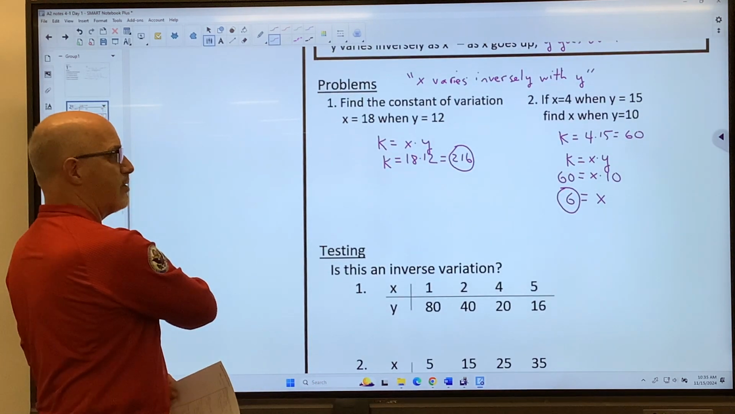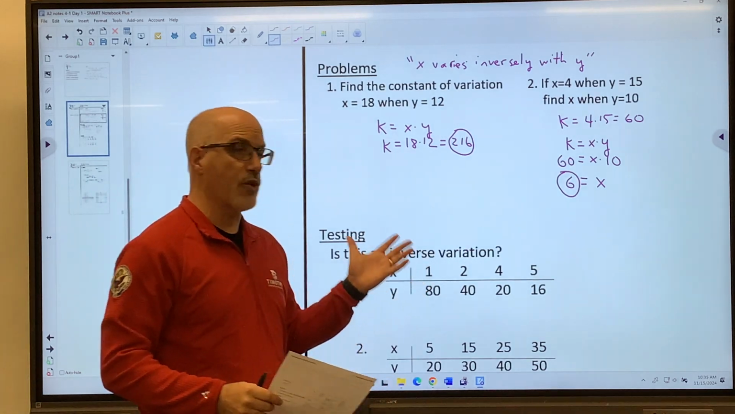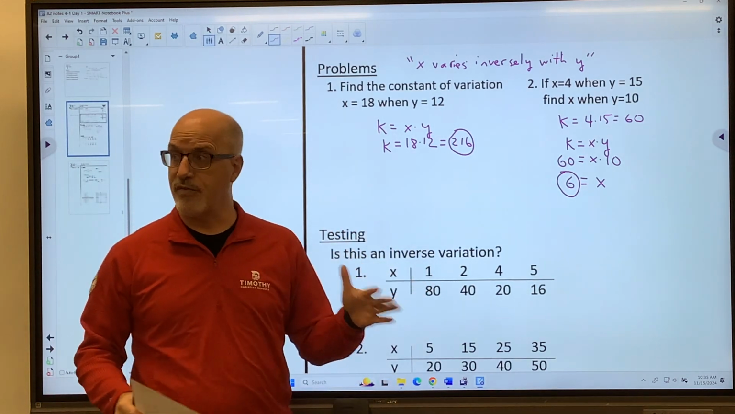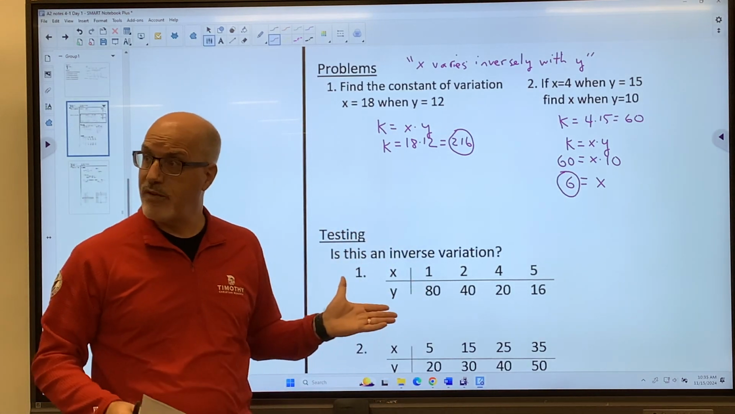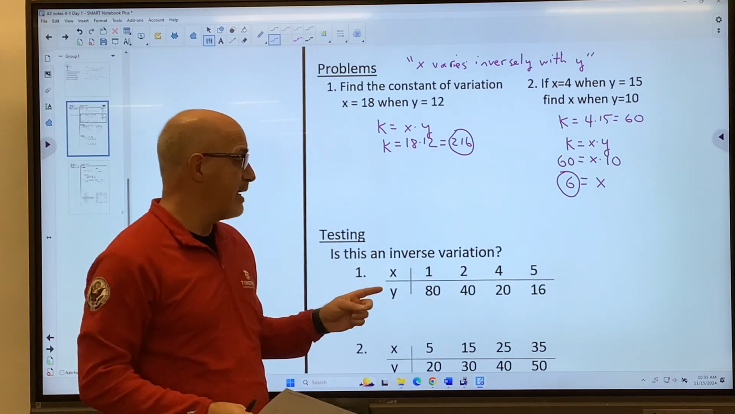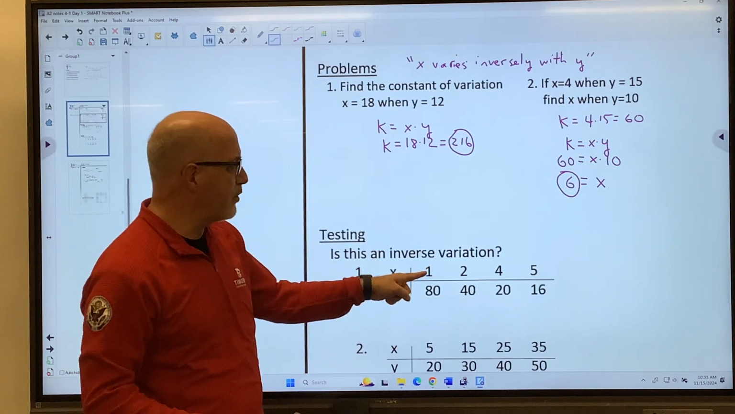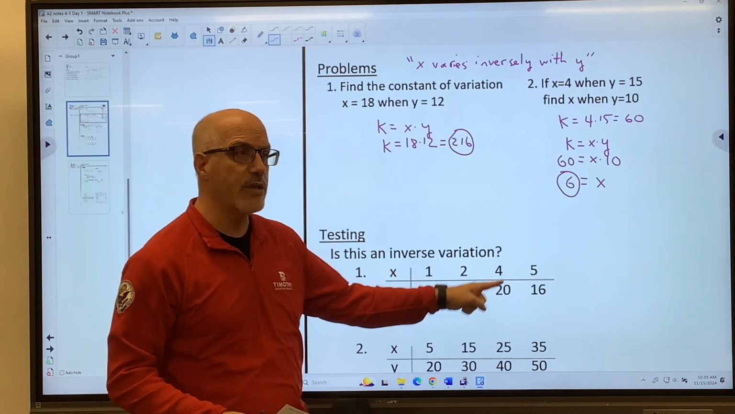Okay, now here's the other type of problem you're going to be asked. It's going to ask you, is it an inverse variation? And it might give you a table like this, and what we have to do is test it to see if it is. If it's an inverse variation, then if you multiply the two numbers, you always will get the same constant.